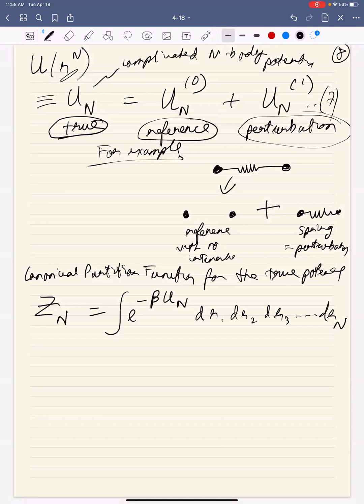So now let's use equation 7 in this. Okay, and pay attention. It's going to look like magic. What's going to happen next? So I'm going to write this as e to the power minus beta.